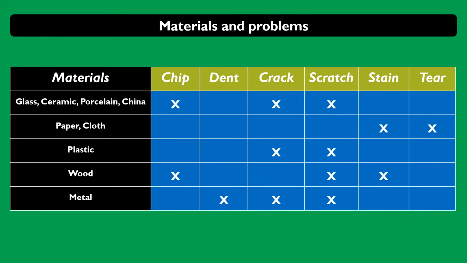These are some materials and the problems that can affect them. Glass, ceramic, porcelain, china: chip, crack, scratch. Paper, cloth: stain, tear. Plastic: crack, scratch. Wood: chip, scratch, stain. Metal: dent, crack, scratch.